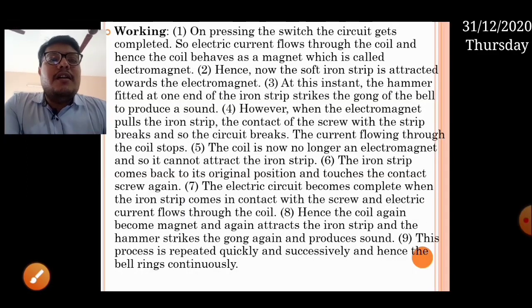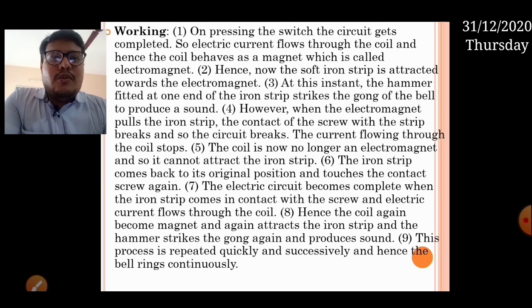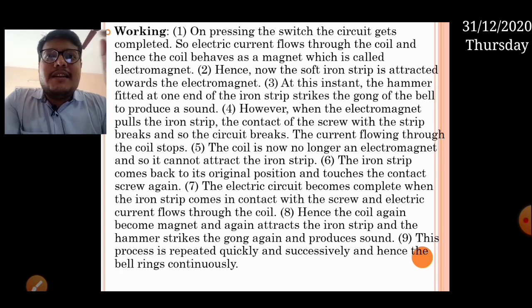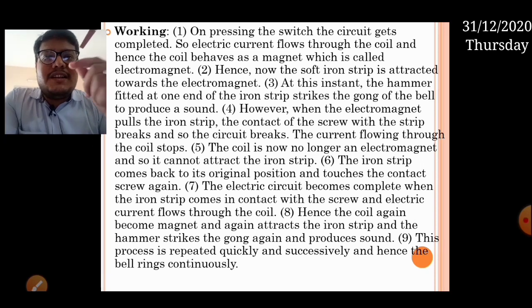Okay, see number 5. The coil is now no longer an electromagnet and so cannot attract the iron strip. This whole process happens in seconds. That's why you are able to hear the long ring from the bell. The ring is longer than your imagination, and this process is so short, within a second.